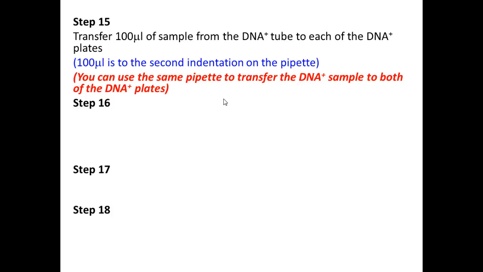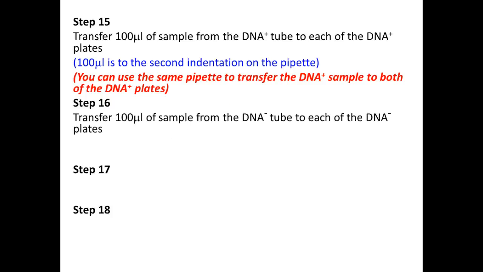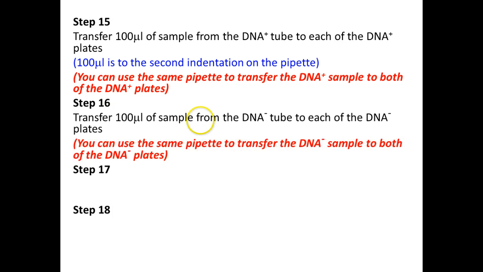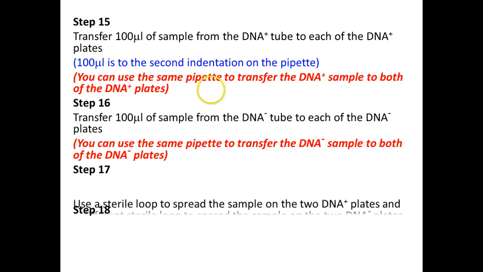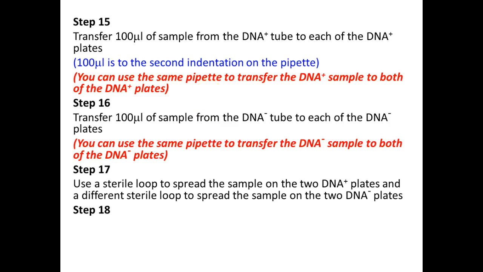That's for the plus tube. And then we're going to go to our minus tube. Then you do need to switch pipettes. You need a new pipette. And you're going to take a sample from your minus tube and put it on your 2 minus plates, right? There are 2 plates that we're going to put that sample on. And then you're going to use a sterile loop.